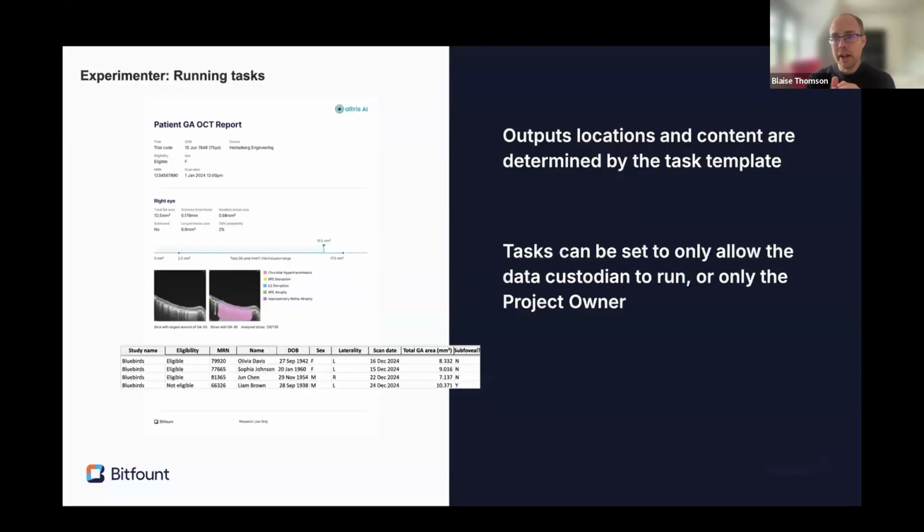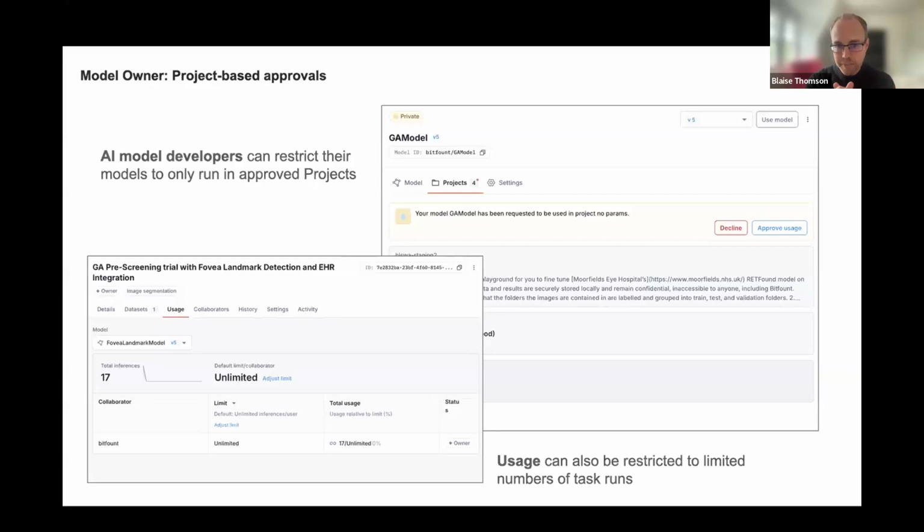And then you can go ahead and run tasks. And so, going back to the patient pre-screening use case, you can calculate all the data locally, you can output it locally, and it's all kind of defined by this task template. And you can specify who's allowed to run the task. Is it only people who have the data, or can the project owner run the task. So there's kind of classic roles in this project.